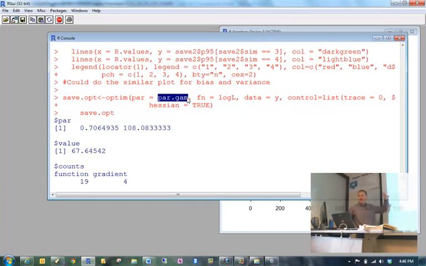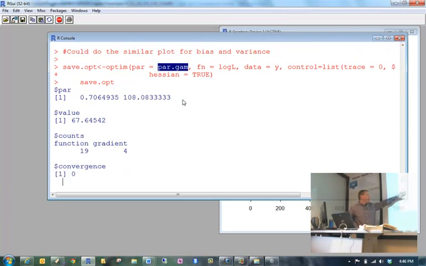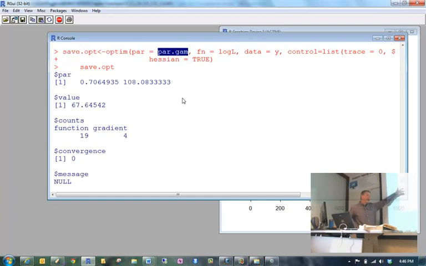Okay. Sorry if that wasn't clear. So this is the maximum likelihood estimates. This value is the minimum of the negative log likelihood. So the maximum of the log likelihood function, where it obtains its maximum, is negative 67.64. Here's some information about the numerical estimation.